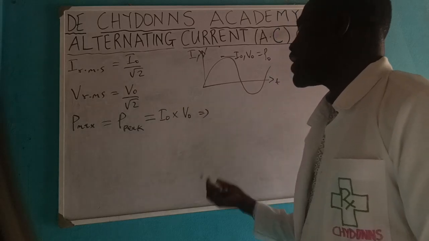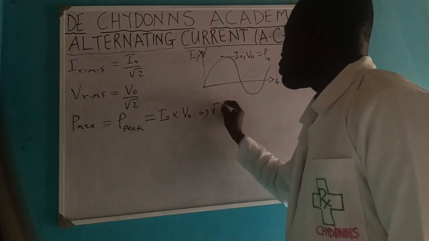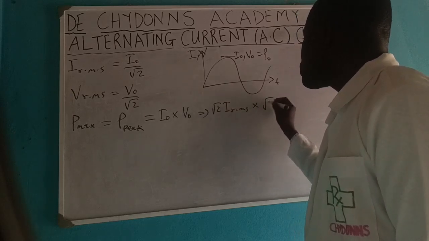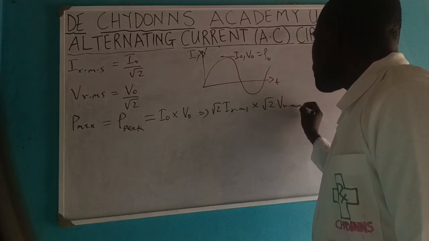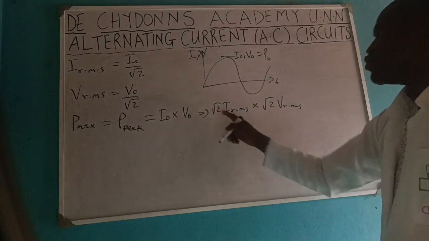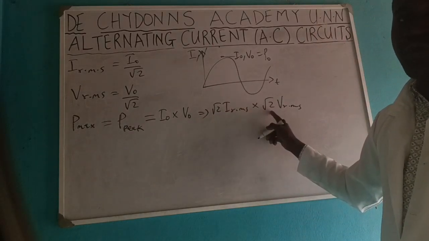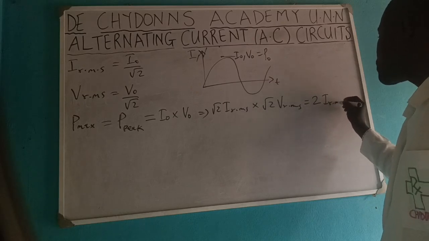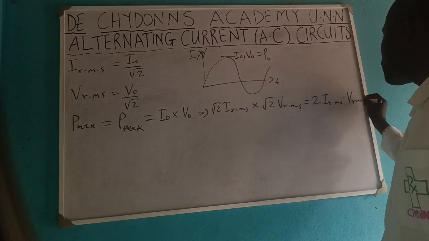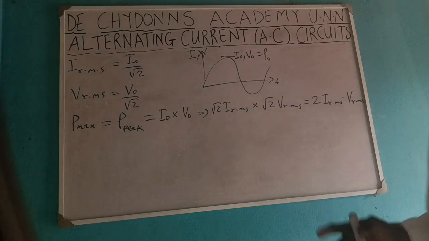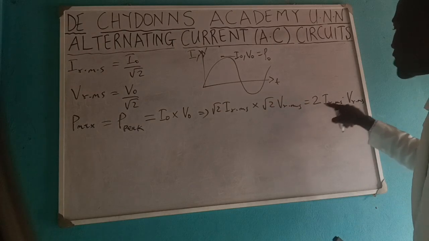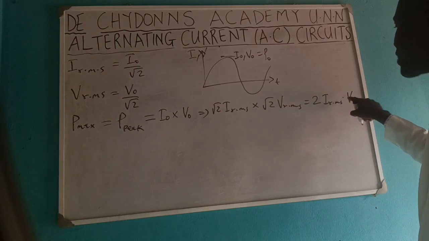And what is our I0? Root 2 times I root mean square, times root 2 times V root mean square. That is what we mean. Root 2 times root 2 will give you 2. That will be giving you 2 I root mean square times V root mean square. That is the formula for maximum power. Maximum power equals 2 times I root mean square times V root mean square.